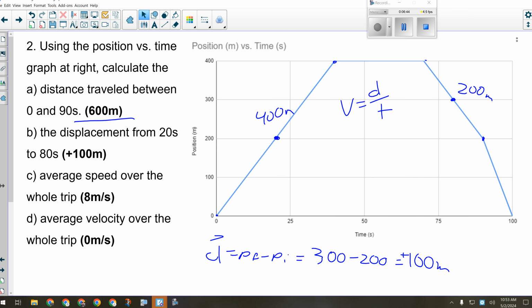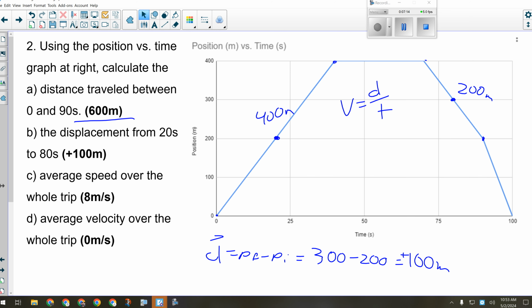Now here's a critical graphical analysis skill that saves me time. In the first part, I went from 0 to 400. And then over the rest of the trip, I got back to 0. Would you agree? Okay, and I basically came straight back to 0. So if I went forward 400 and backward 400, how far did I go? 800.